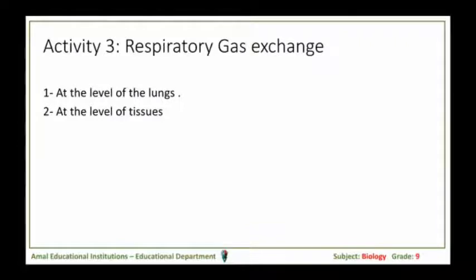First, let me tell you the meaning of gas exchange. Gas exchange means taking a gas and releasing another. Also, you have to know that the respiratory gases, which I mean the gases involved in the respiration process, are oxygen and carbon dioxide. So, the gases that are exchanged at level of the lungs and at the level of organs or tissues are oxygen and carbon dioxide.